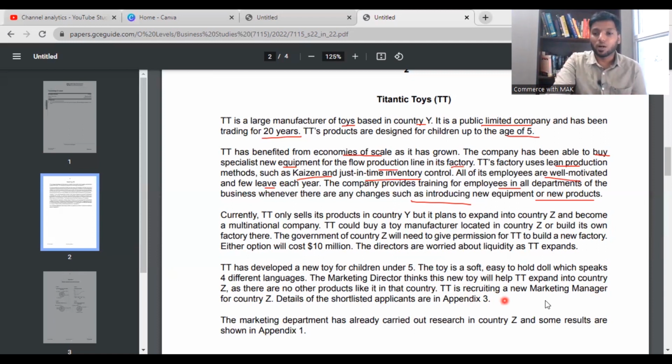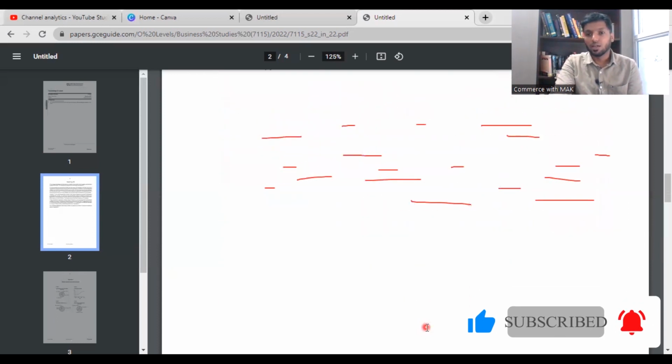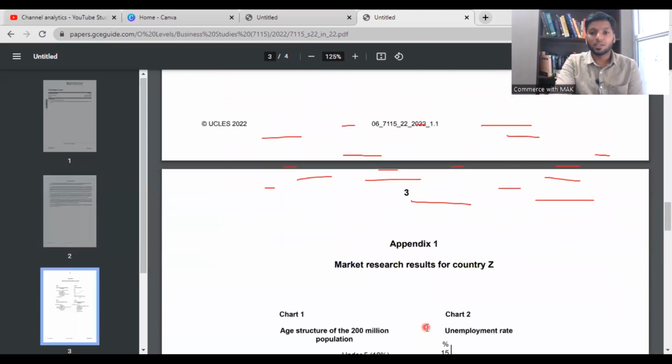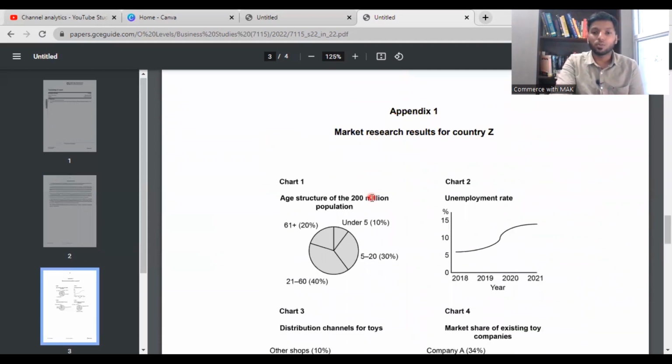TT is recruiting a new marketing manager for country Z. Details of the shortlisted applicants are in Appendix 3. The marketing department has already carried out research in country Z, and some results are shown in Appendix 1. So let's see what charts they have given, and based on that, we can take a decision. Appendix 1, market research results for country Z.